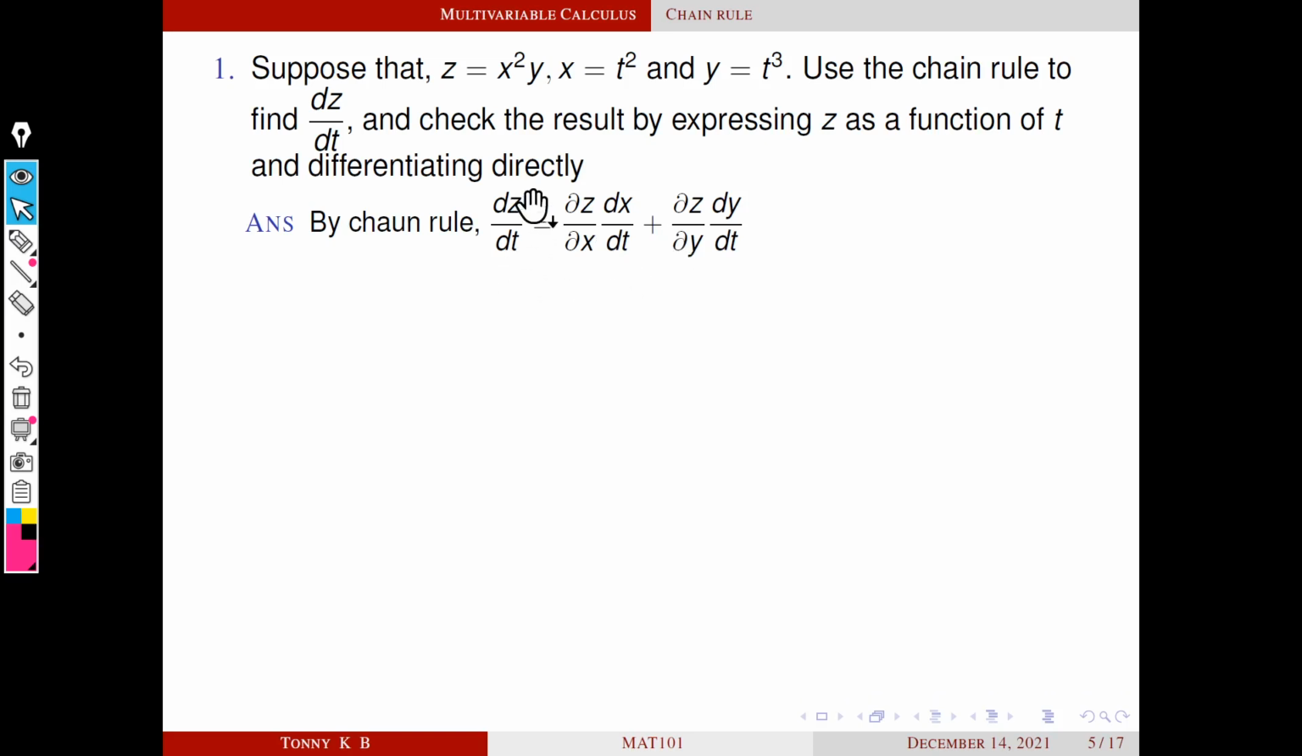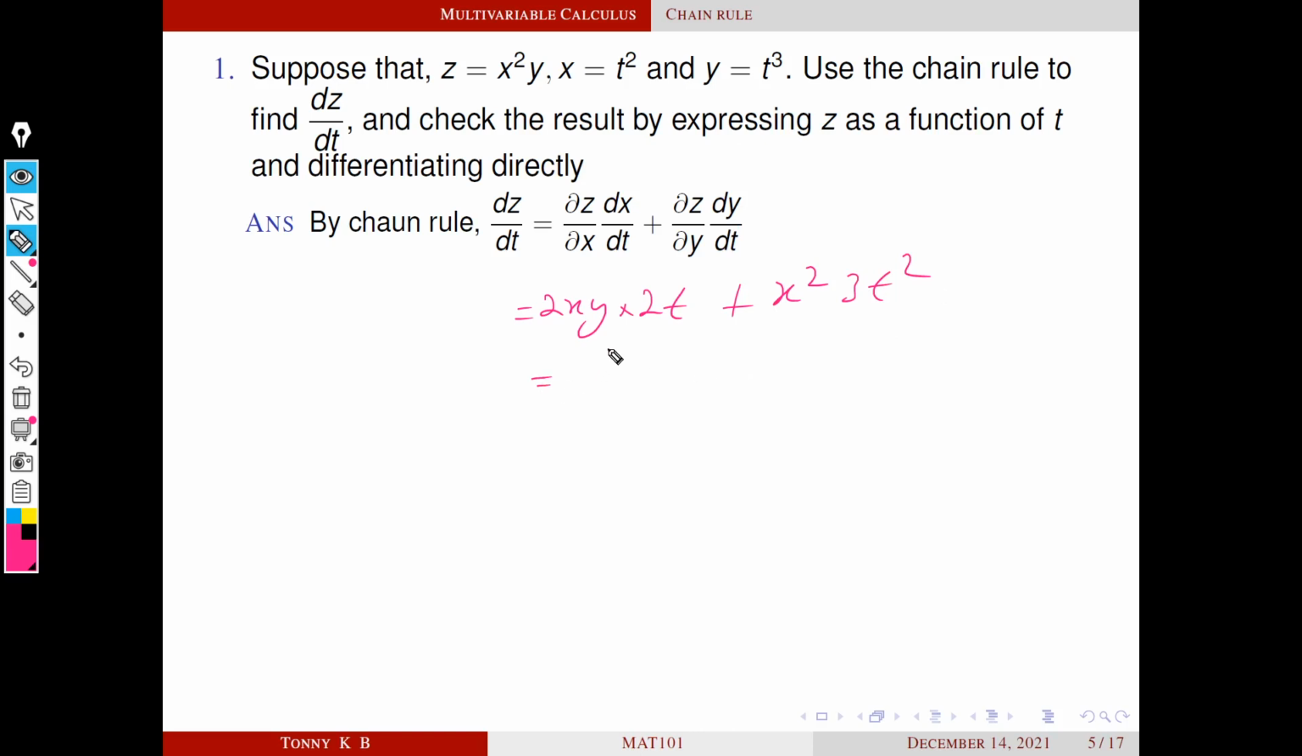We know our chain rule is dz by dt is equal to dou z by dou x into dx by dt plus dou z by dou y into dy by dt. So what about our dou z by dou x? To differentiate this z with respect to x, this becomes 2xy, right? Dx by dt: what is our x? X is t square. So this becomes 2t, plus. What is our dou z by dou y? We have to differentiate with respect to y. That is x square, right? Then dy by dt, that is 3t square, right?